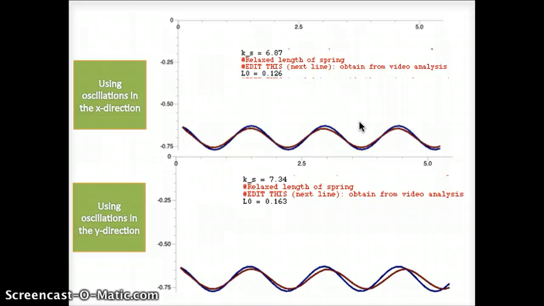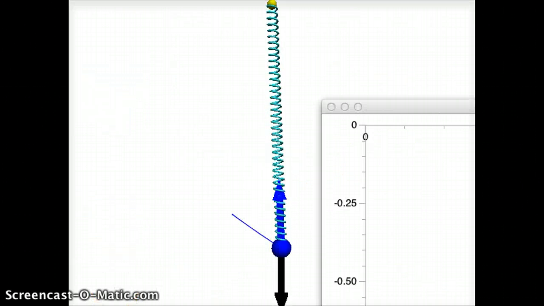As you can see, the computational model, which calculates the period using the oscillations in the x direction, is slightly more accurate than that calculated using oscillations in the y direction. That said, it's important to note that the predicted motions in both graphs are slightly more inaccurate as time progresses.